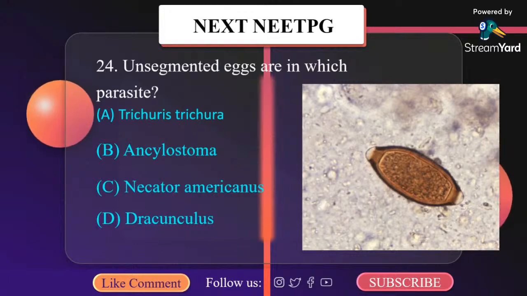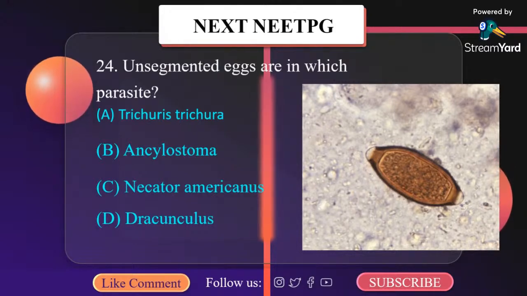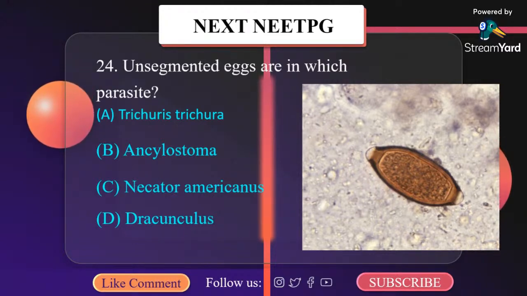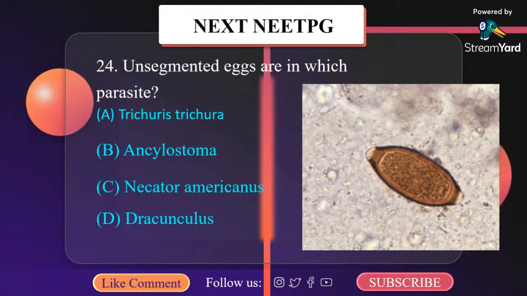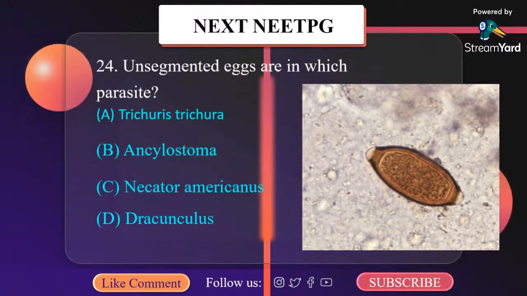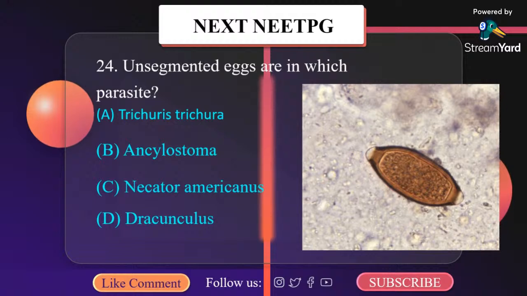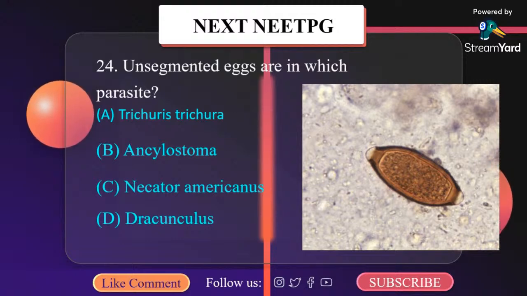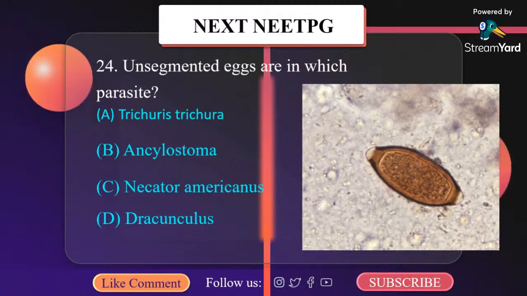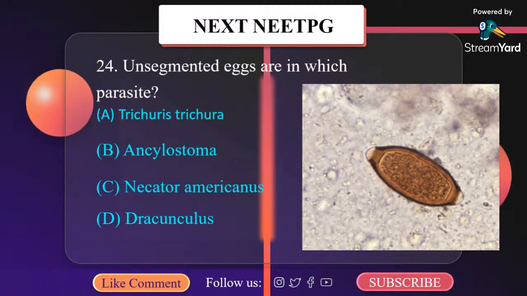Unsegmented eggs are seen in which parasite? A. Trichuris trichiura, B. Ancylostoma, C. Necator americanus, D. Dracunculus. See, this is Trichuris trichiura. The female Trichuris trichiura produces 2,000 to 10,000 single-celled eggs per day. The eggs are deposited from human feces to soil, where after 2 to 3 weeks they become embryonated and enter the infective stage. These embryonated eggs are ingested by hand to mouth or through fomites and hatch in the human small intestine, exploiting the intestinal microflora as a stimulus to hatching.